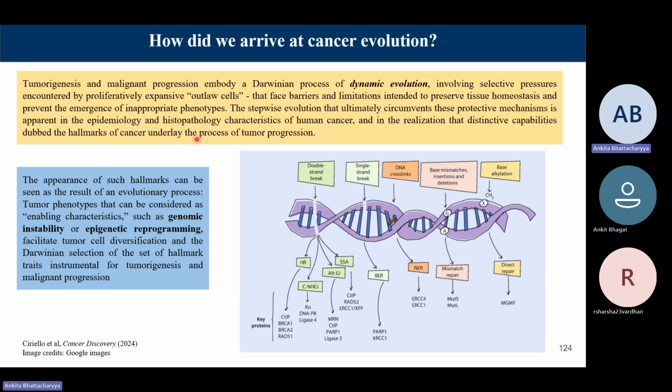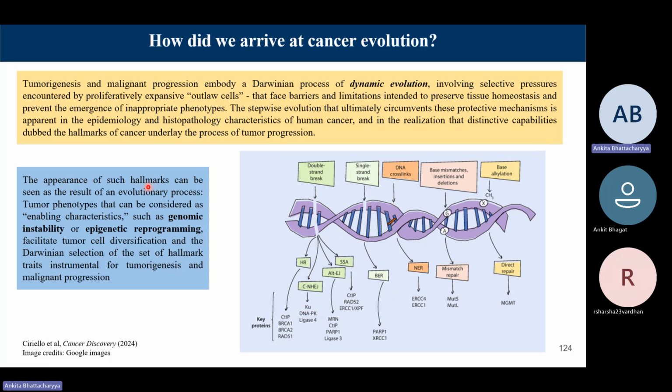And the same thing can also be observed in the epidemiology of human cancers, which means that if you take population data, you'll be able to see different gradations and different types of tumors within a population. So this is quite apparent. These stepwise evolutionary steps are quite apparent in the histopathology of human cancer, and also in the realization that distinctive capabilities dubbed as the hallmarks of cancer actually underlay the process of tumor progression. This we are already familiar with.